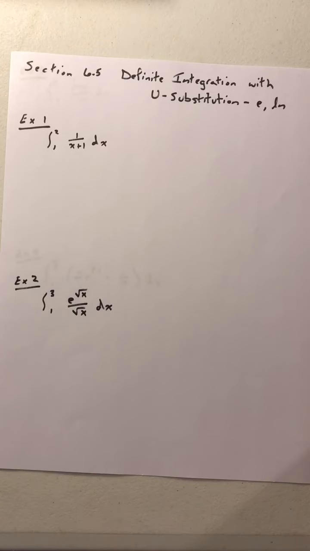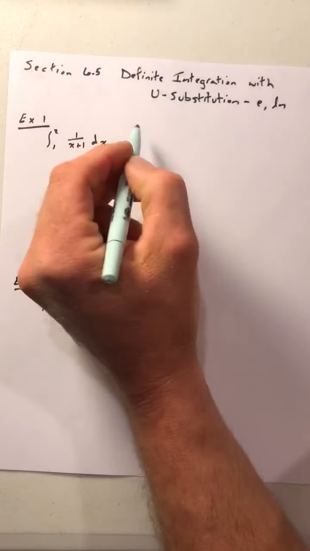All right, welcome back. We're going to continue in on section 6.5, definite integration with u substitution. Today we're going to focus in on the e's and the natural logs, our fun favorites. So let's go ahead and look at example 1 here. We're going to integrate from 1 to 2 of 1 over x plus 1 dx.